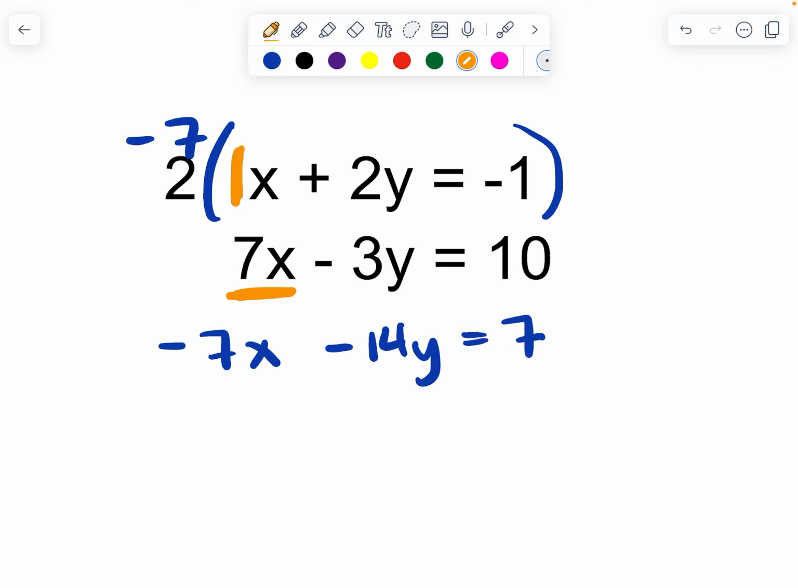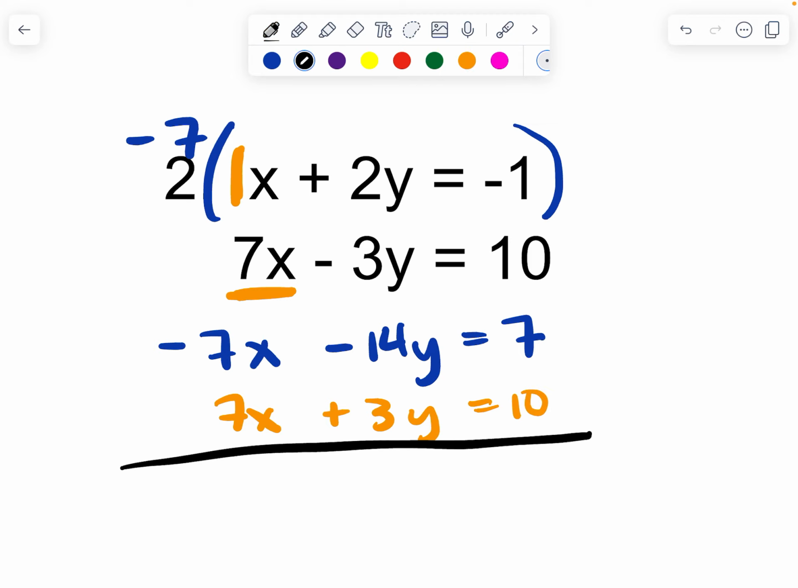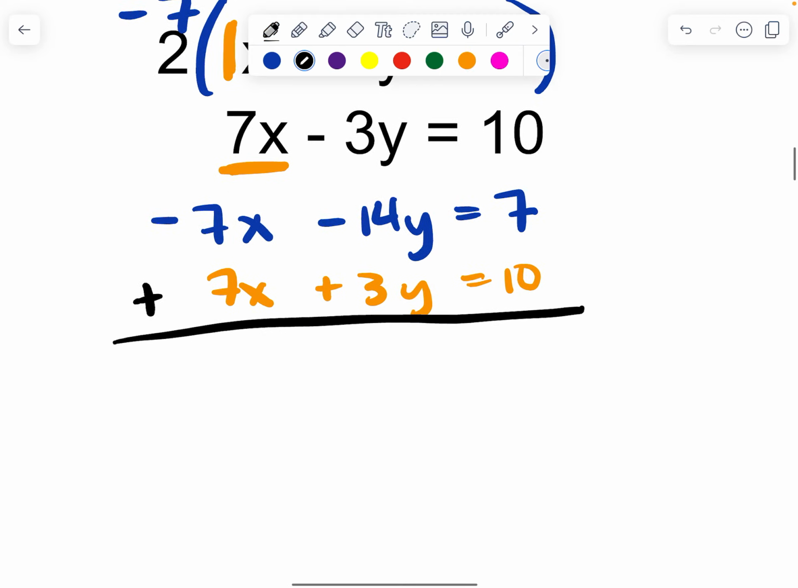I'm going to write down the second equation, and I'm going to add straight down. When I do that, these are opposites of each other, so they go away. That will get me negative 11y.